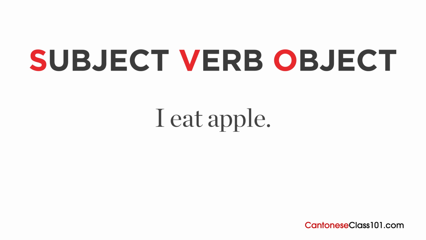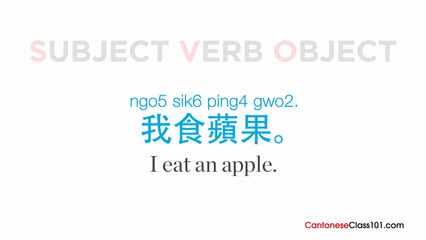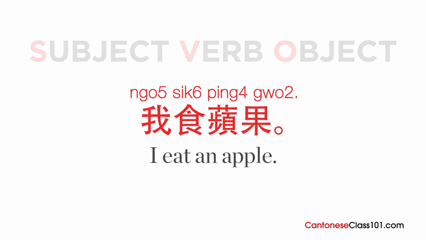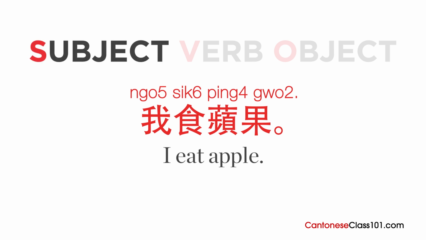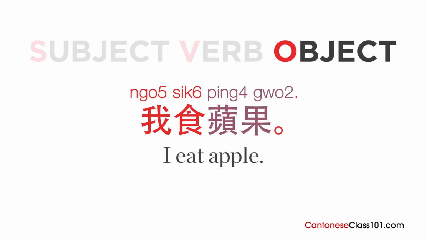Now, let's compare the same sentence, I eat an apple, in Cantonese. 我食蘋果. Like before, let's remove the particles to keep it simple. So we are just left with the words. If we break down the Cantonese sentence, we get the subject 我, meaning I, then comes the verb 食, meaning eat, and finally, we have the object 蘋果, meaning apple.